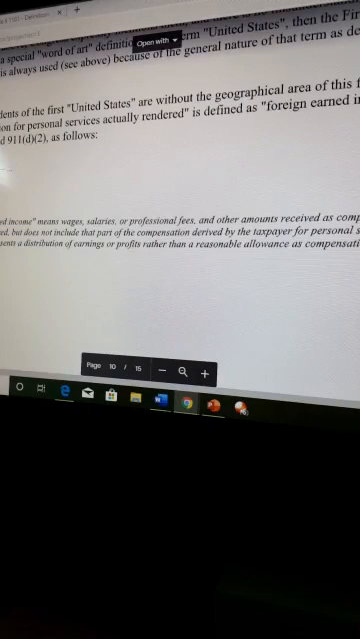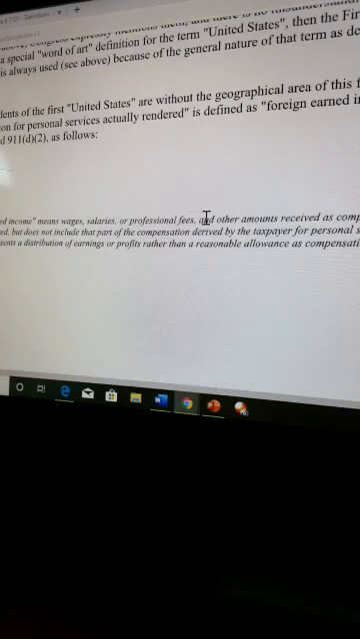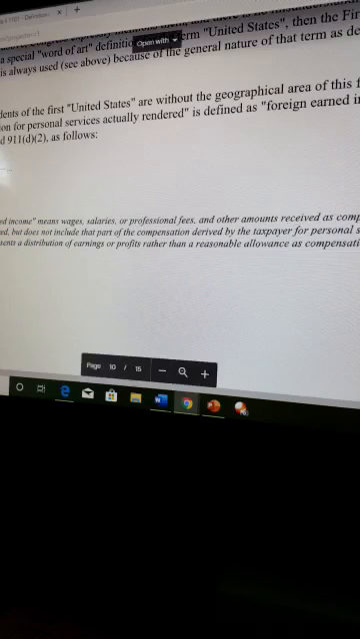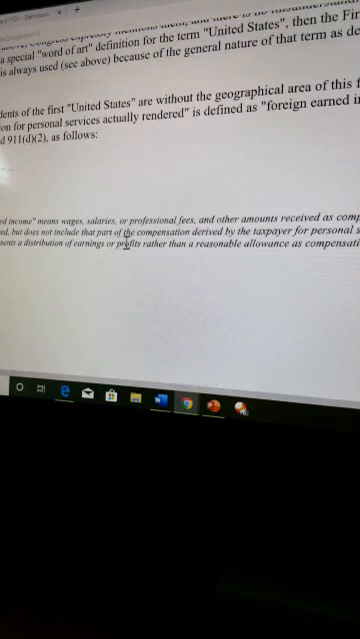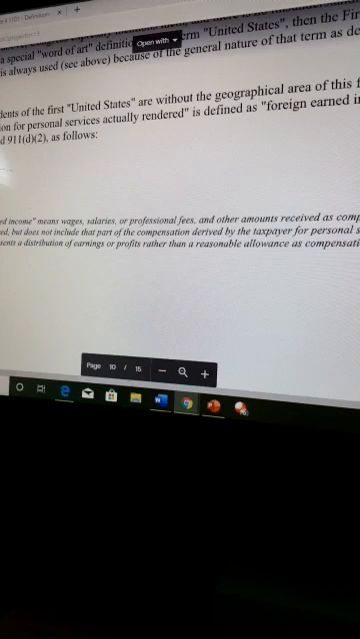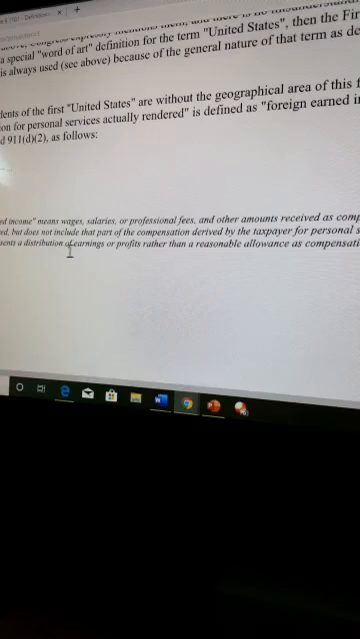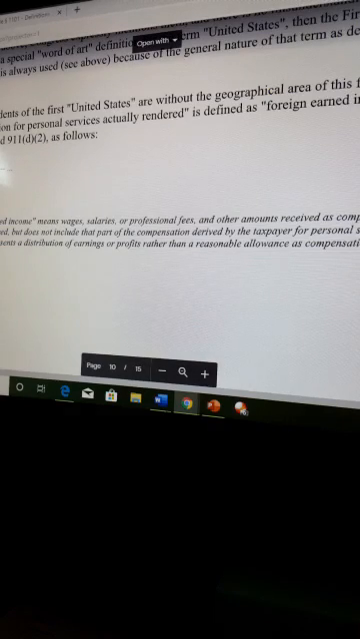911B, foreign earned income. D2, earned income. A. In general, the term earned income means wages, salaries, or professional fees and other amounts received as compensation for personal service actually rendered, but does not include that part of the compensation derived by the taxpayer for personal services rendered by him to a corporation which represents a distribution of earnings or profits rather than a reasonable allowance as compensation for the personal service actually rendered.